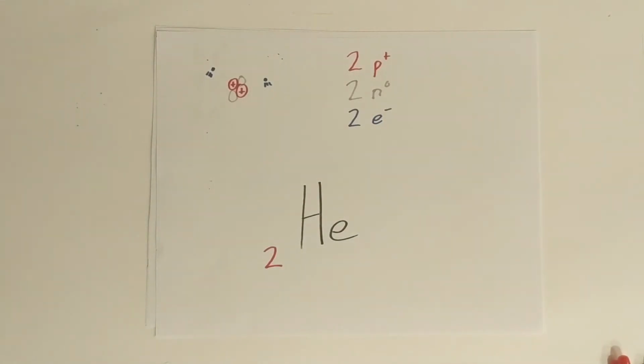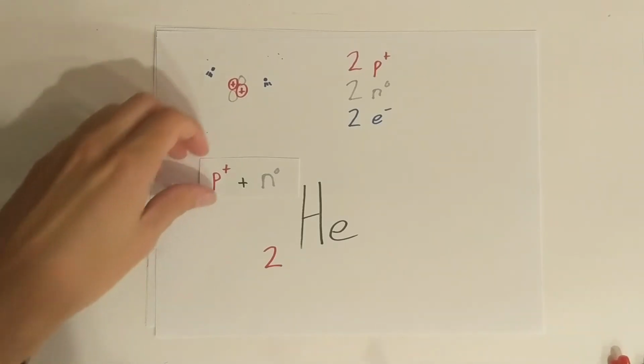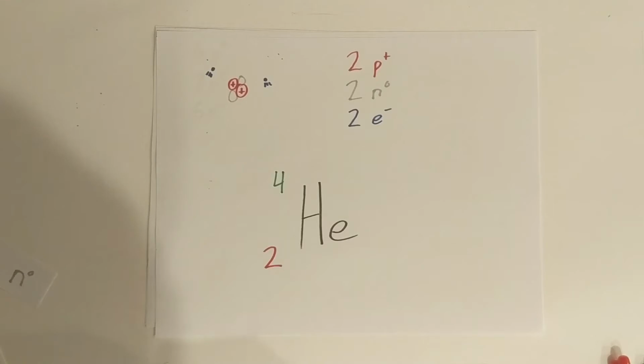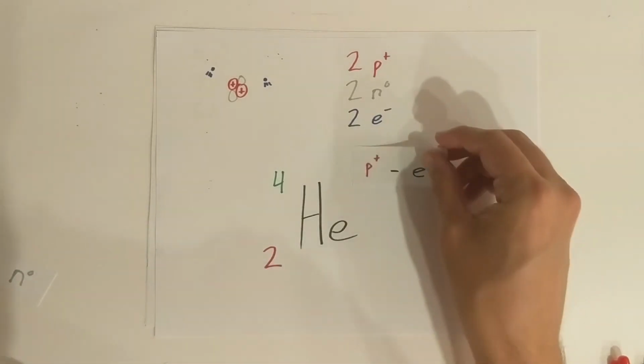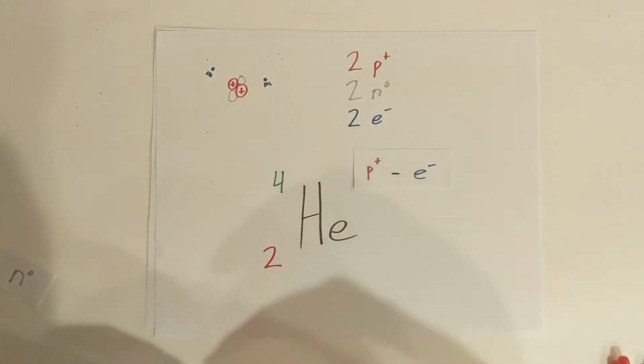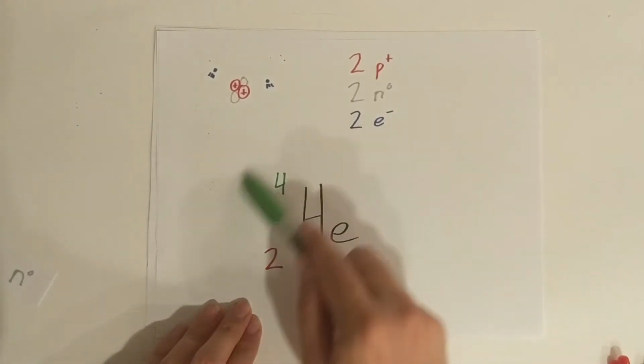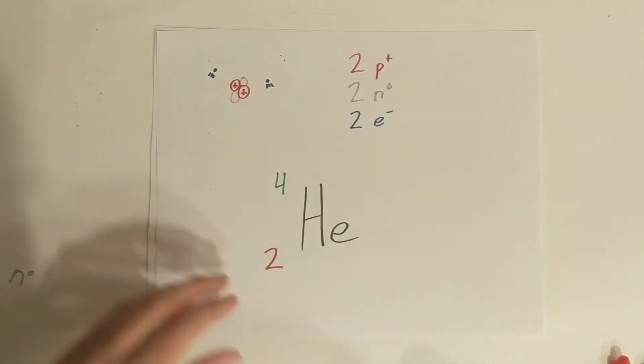Now we have to think of our mass number. If we remember, let me get our equation over here, our mass number is equal to our protons plus our neutrons. So our mass number is 2 plus 2, which is 4. And our charge on this side is equal to our protons minus our electrons. We had 2 protons and 2 electrons, so there's no charge. If there's no charge, we don't have to put anything. So our answer for our atomic symbol would be this, and if I asked you for the subatomic particles, it would be that.